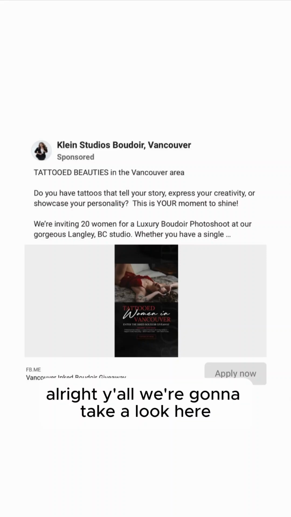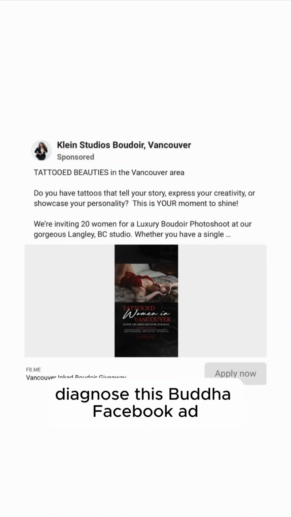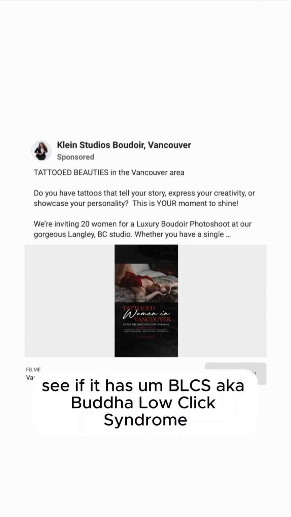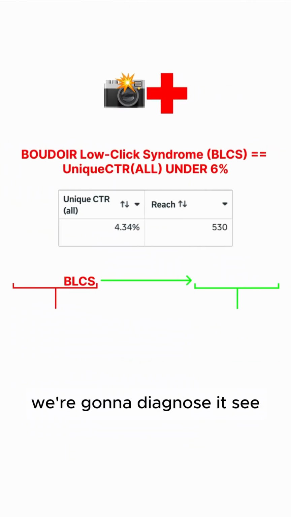All right, y'all, we're going to take a look here and diagnose this Boudoir Facebook ad, see if it has BLCS, aka Boudoir low click syndrome. We're going to diagnose it, see what our thoughts are.